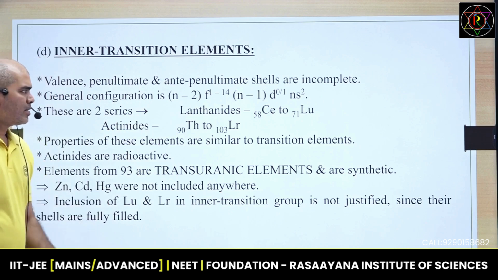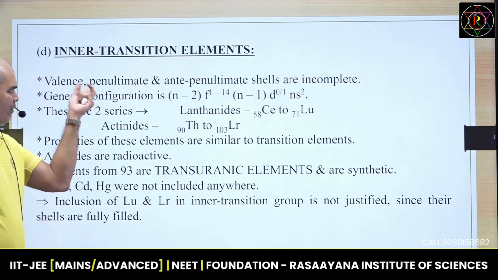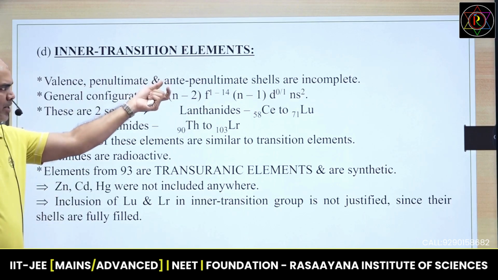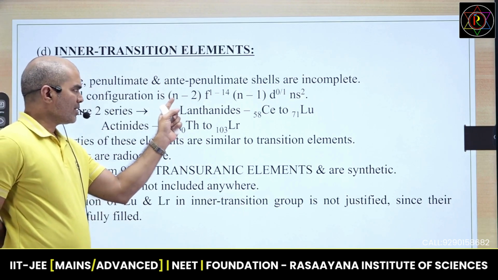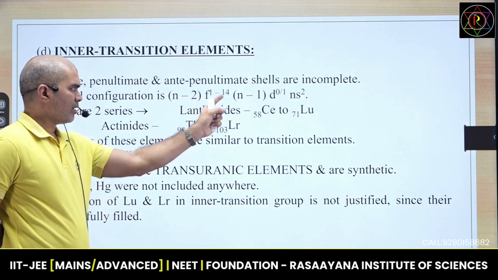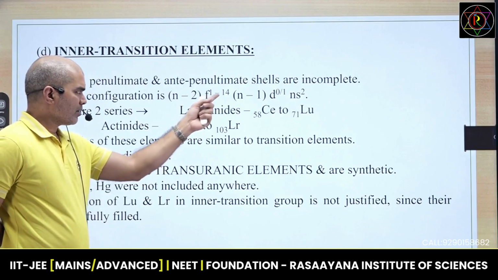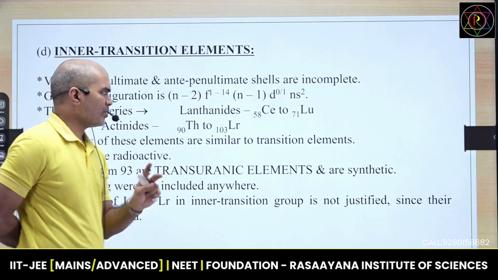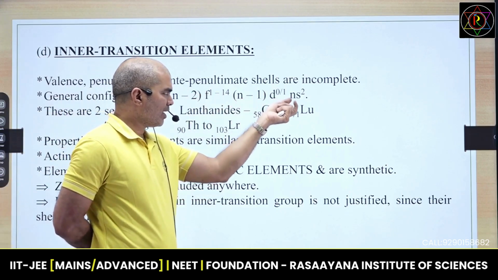Then the last one is inner transition elements. Inner transition elements are those where the valence, penultimate and antepenultimate shells are incomplete. So when I say incomplete, the configuration given is (n-2)f 1 to 14. Remember this point, 1 to 14. If it is 1 to 14, it is looking like complete. Okay, so remember this point. (n-2)f 1 to 14, (n-1)d 0 or 1 and ns2.